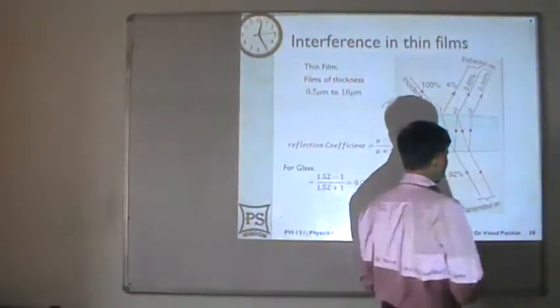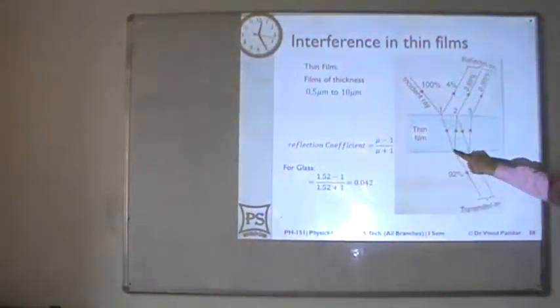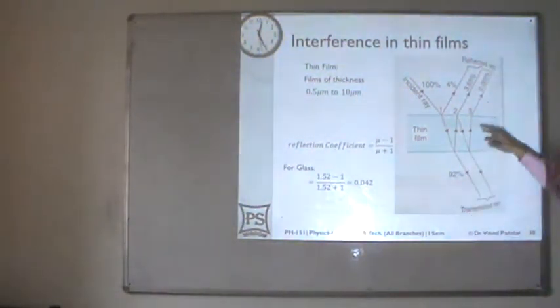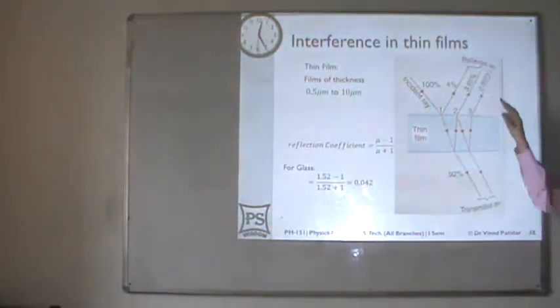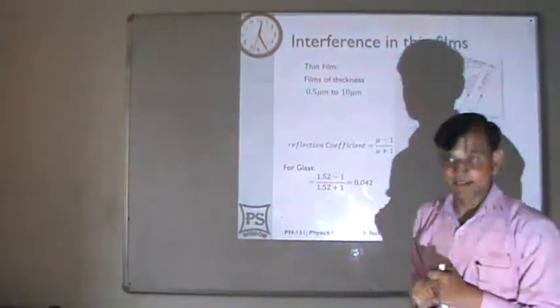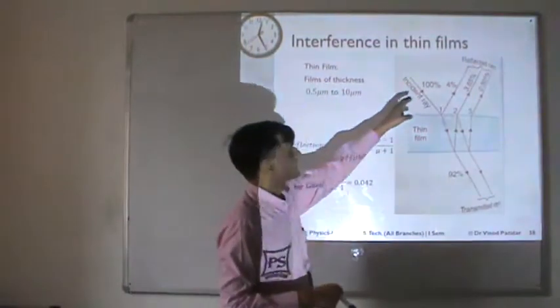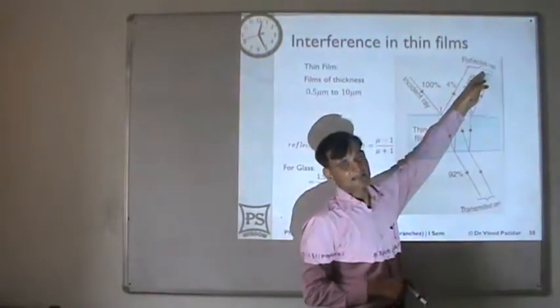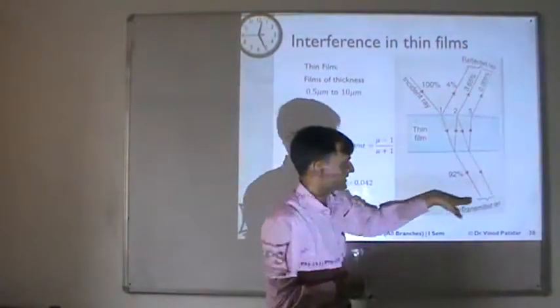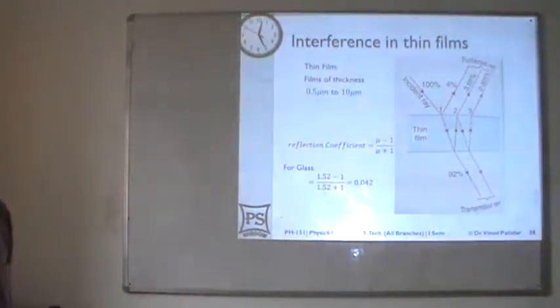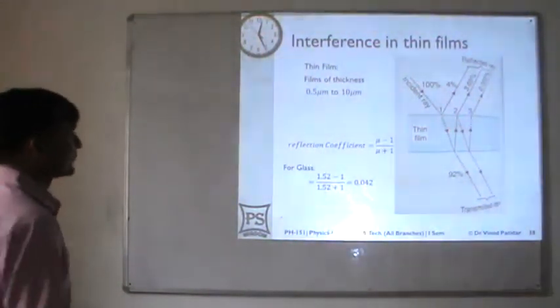Similarly, the light which is transmitted through the glass plate can also behave like a coherent source. Okay. So we can have an interference pattern in the reflected light, and we can have an interference pattern in the transmitted light. So these are the two ways. If I keep a screen over here, then I can see an interference pattern there. If I keep a screen over here, then also I can observe the interference pattern. So this is how we can produce interference with the help of amplitude division.